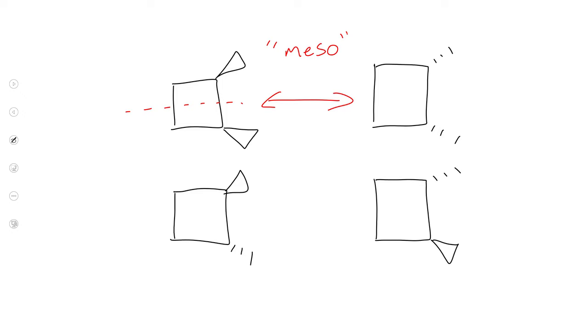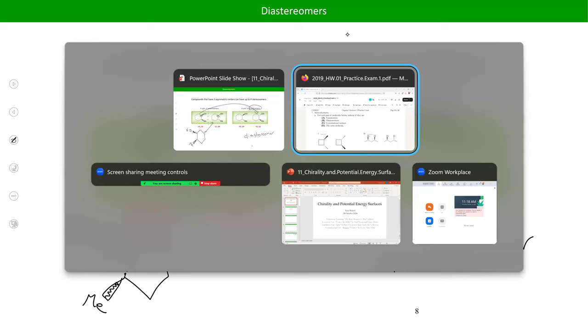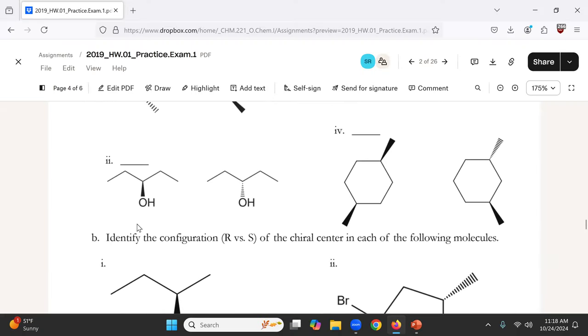And so you can't just look at it, and that's a little bit like what I did right here, number two here. This is not technically a meso compound because it only has one stereocenter. It's the same thing where I can show you the three-dimensional shape differently, and still have it be the same molecule, because all I have to do to get from one to the other is a quick rotation. That's how you know it's the same molecule.